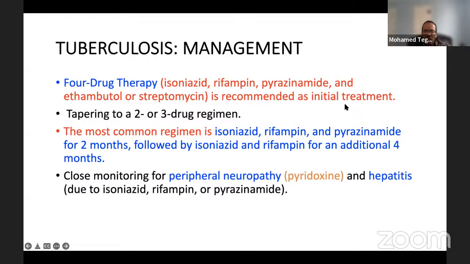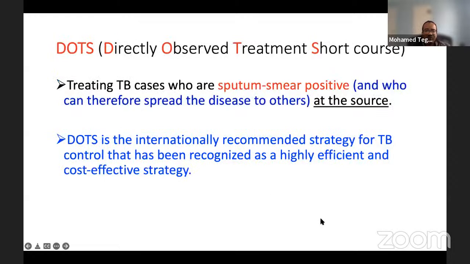Now we have to keep in mind the most common side effects of some of these medications, especially the peripheral neuropathy that can be prevented by the use of pyridoxine, as well as hepatitis, due to the hepatotoxicity of isoniazid, rifampin, and pyrazinamide.